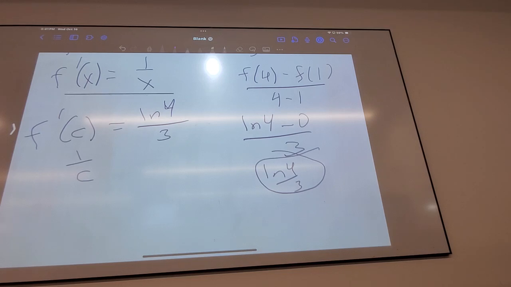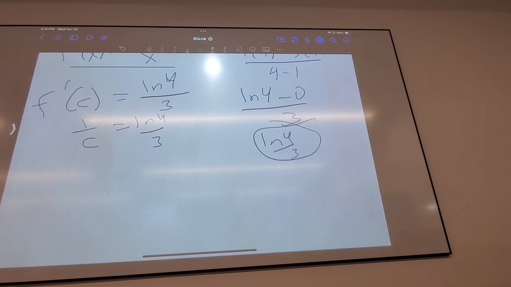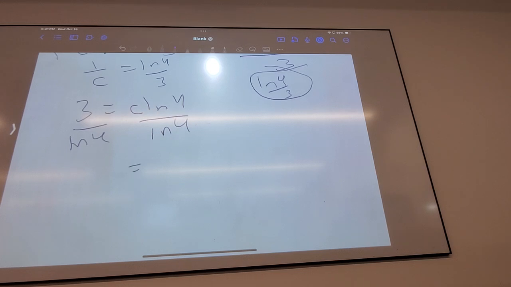So what's f prime of c? 1 over c equals natural log of 4 over 3. And now you solve for c. How do you solve for c, everybody? Cross multiply. So you get 3 equals c natural log of 4, divide by natural log of 4. c equals 3 over natural log of 4. Can somebody tell me what that is roughly? Can you do it, Jeff? I'm gonna say 1.9. 2.1. Damn it! I went the wrong way. I was at 2 and I was like, I think I go that way.